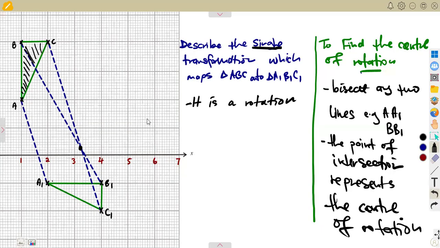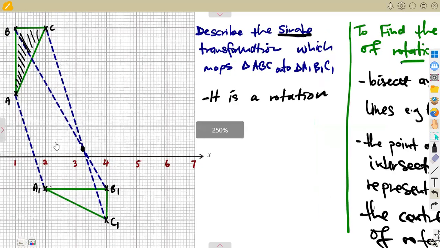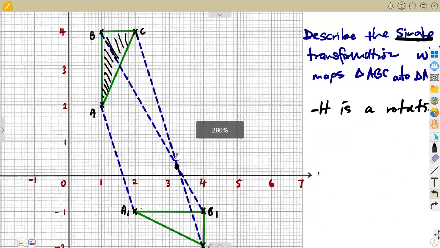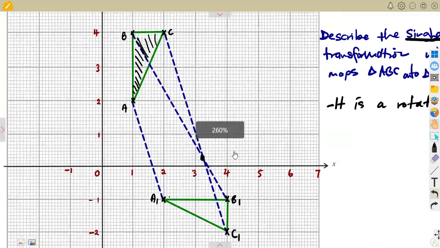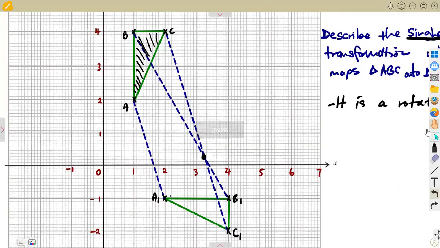Okay, so it's not much, guys. Please just try to be with me. So this is what you're going to do. You bisect any two, and from my explanation I think now you understand the reason why we have to bisect two, not all three. Okay, so we are to find the center.